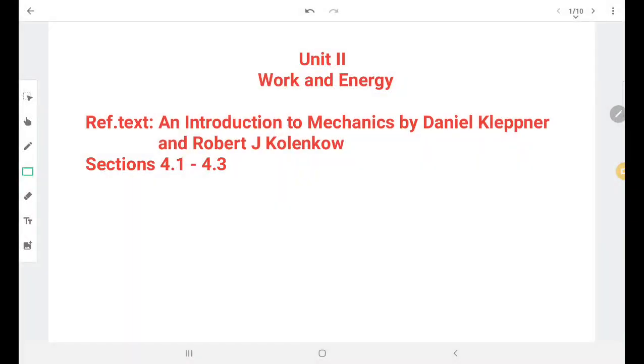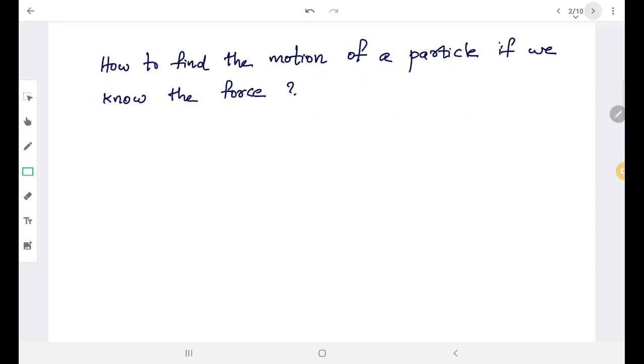Dear students, today I am starting the second unit of the mechanics paper, Work and Energy. The reference text of this paper is An Introduction to Mechanics by Daniel Kleppner and Robert J. Kolenkow. The sections of this chapter from the textbook are 4.1 to 4.3. So, we are dealing with the paper mechanics.